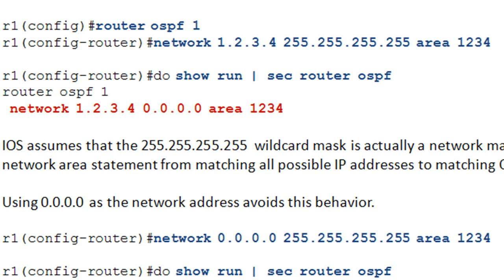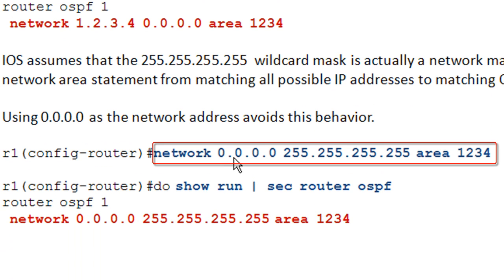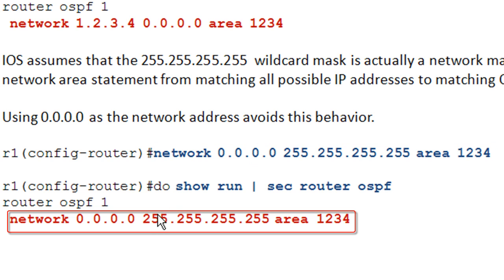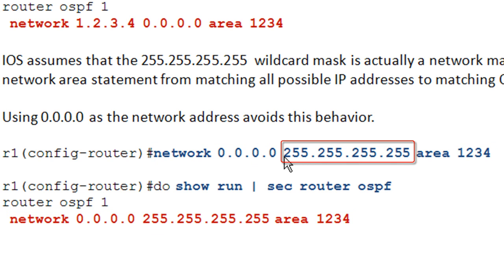So the important takeaway here is that if you want to match everything, you have to use a network of quad 0s. So here it's going to say network quad 0s, wildcard mask, quad 255s, all interfaces on this device be assigned to area 1234. And that's exactly what it's going to do. IOS is going to say, oh, your wildcard mask starts with a 1. You must have actually inputted a network mask instead of the wildcard mask. Let me convert this for you.